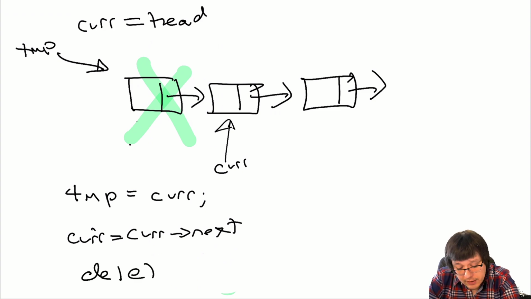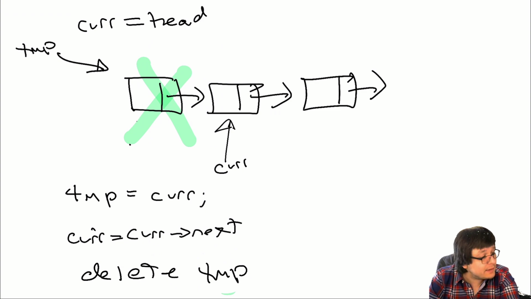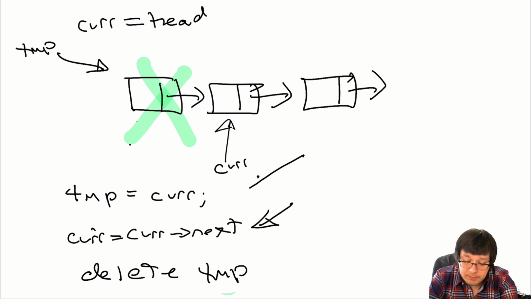Now I can just go ahead and call delete temp, which will indeed delete that first node, but I no longer have the issue of accessing something that's no longer mine because I updated the cur after I made a backup copy of it here. So that's why you need that extra pointer.